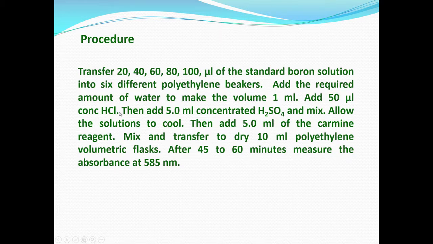Then you add 50 microliter of concentrated HCl to keep the sample in acid medium. Then add 5 microliter of the concentrated H2SO4 and mix and allow the solutions to cool. Then you have to add the Carmine reagent, mix and transfer to dry 10 ml polyethylene. After 45 to 60 minutes, you will measure the absorbance at 585 nanometers.